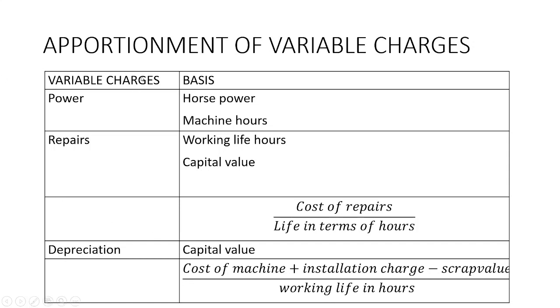These are variable charges, so variable charges per hour have to be found out: power, repairs and depreciation. Depreciation will be found out as the cost of machine plus installation charges minus the scrap value, divided by the working life in hours.